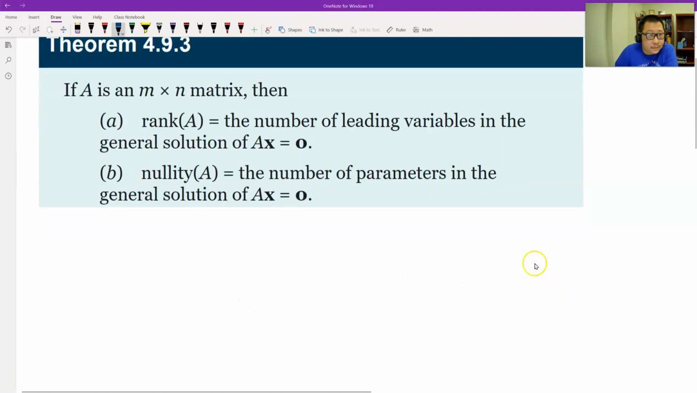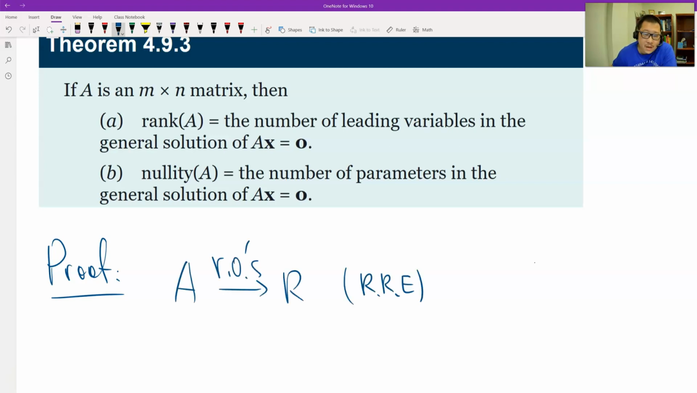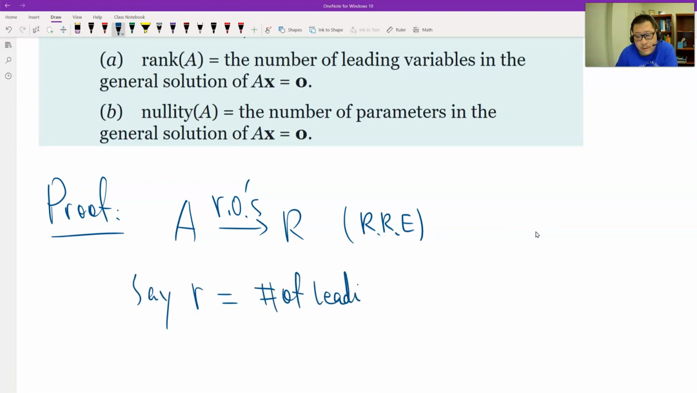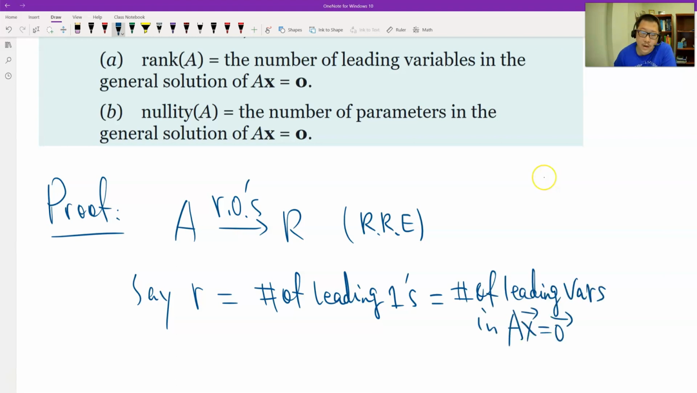Let's see why. First, we have to use Gaussian elimination. Therefore, we need to reduce to row echelon form. Let's say R is the reduced row echelon form of matrix A. We need the leading ones, so let's set r to be the number of leading ones of R. If I look at AX equals 0, leading one means corresponding to the leading variables. Therefore, r should be the number of leading variables, right? So they are the same.